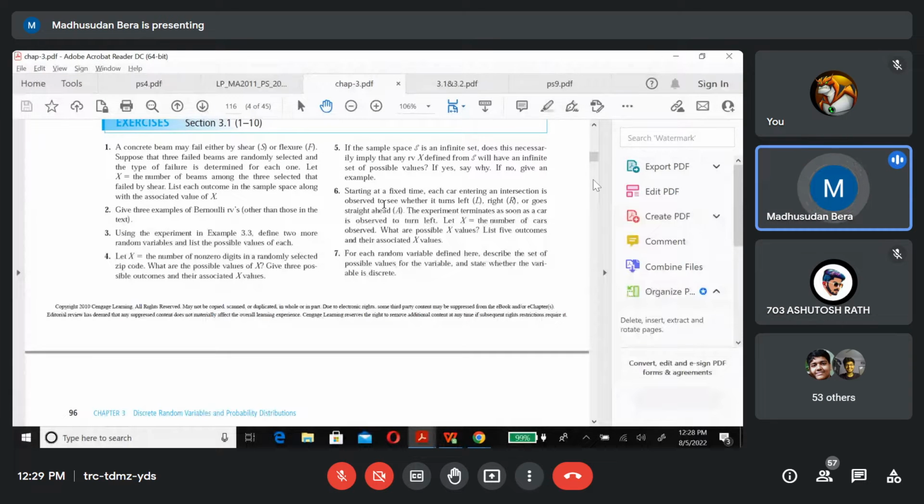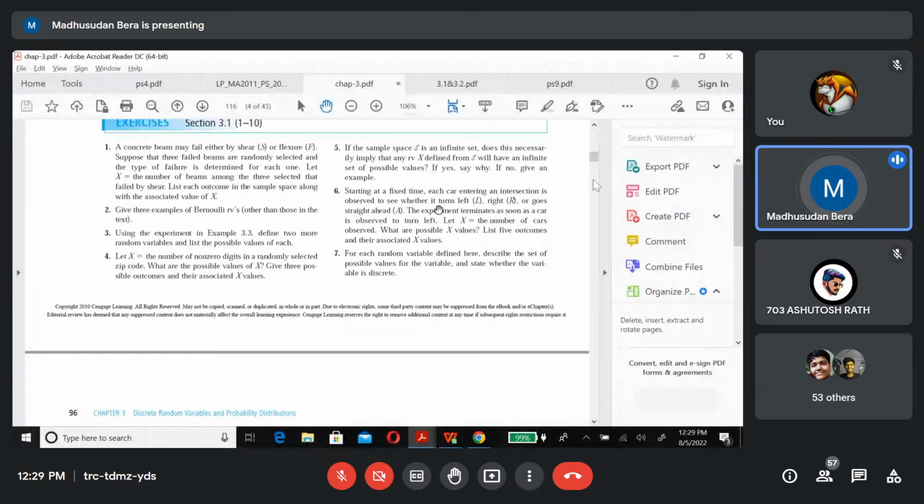Starting at a fixed time, each car entering an intersection is observed to see whether it turns left or right or goes straight ahead. So starting at a fixed time means at a particular time we are starting, each car entering an intersection is observed, whether it turns left or turns right or goes straight ahead. Turn left L, turn right R, goes straight ahead A.